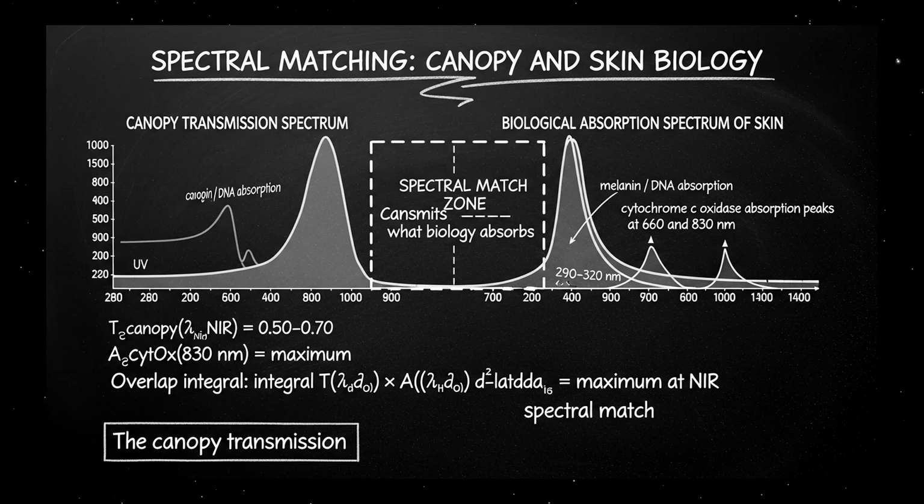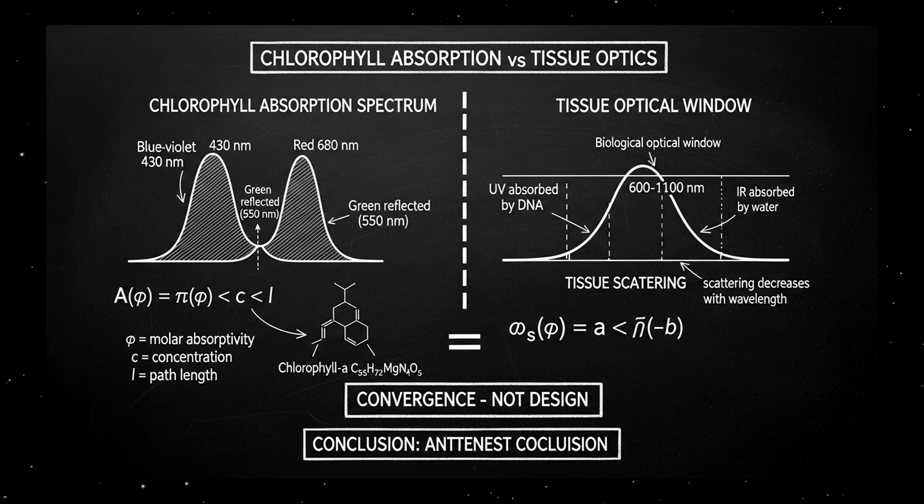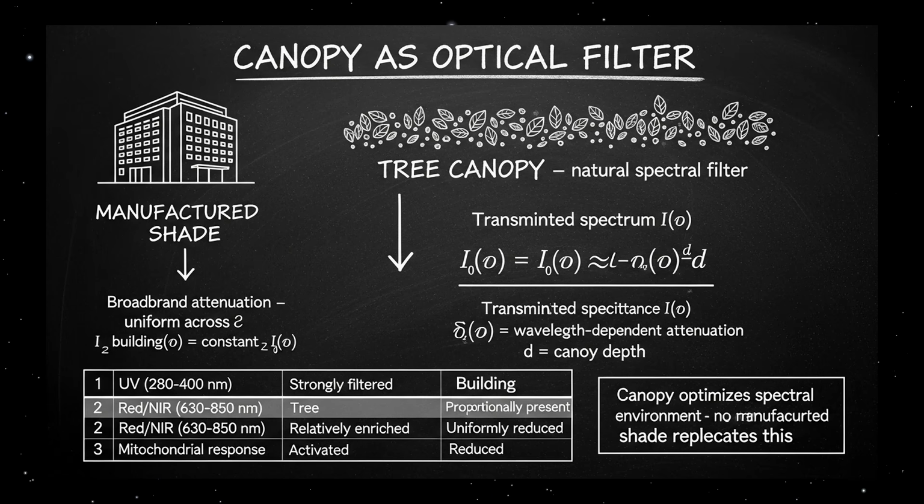Only a canopy provides selective spectral filtering that matches the absorption spectrum of the biological systems in your skin. The match is a consequence of the physics of chlorophyll absorption and the physics of tissue optics converging. Not designed, but the result for the person sitting beneath the canopy is a light environment optimized for their biology in a way that no manufactured shade achieves.